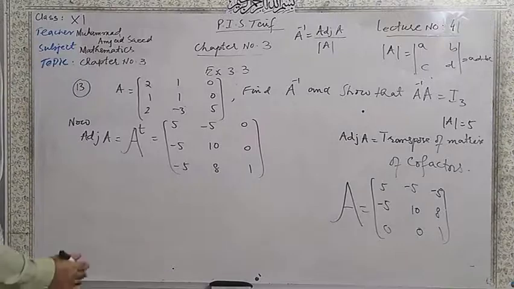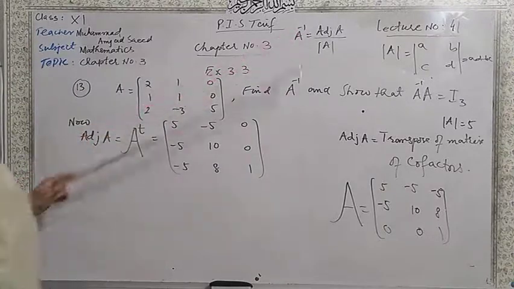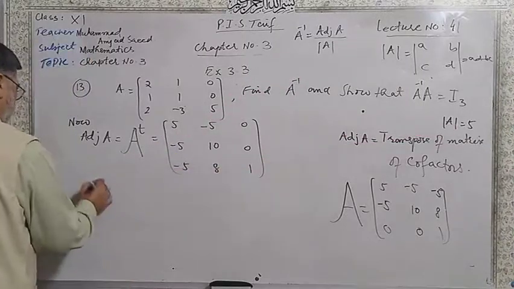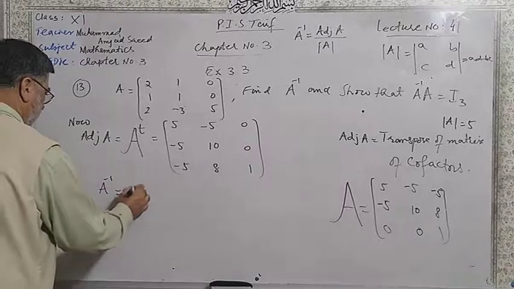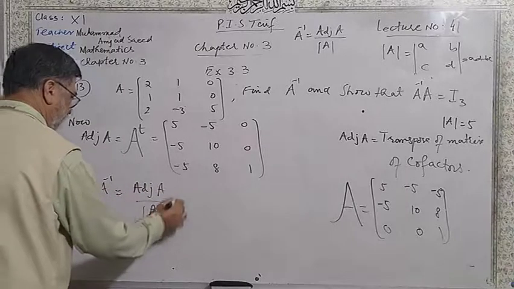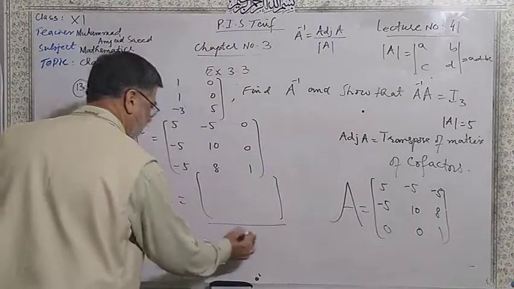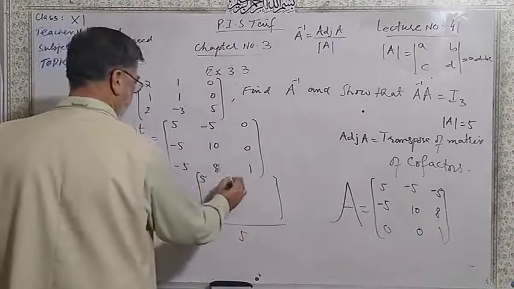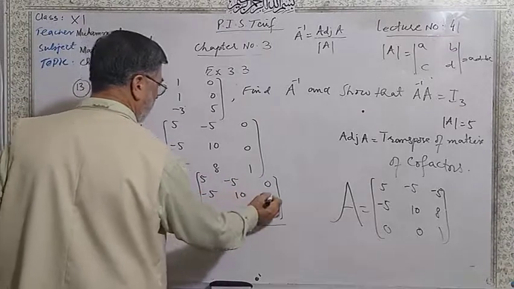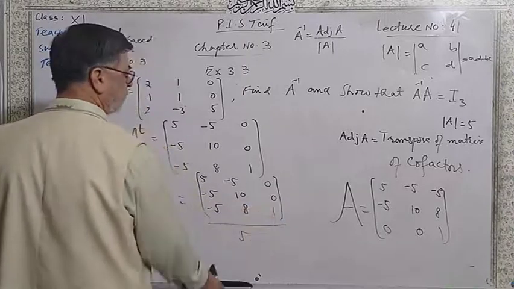Dear students, now apply this formula. We have found that A determinant is 5 already. Now, A inverse is equal to adjoint A over A determinant. That will be equal to, this is over 5: 5, minus 5, 0. Minus 5, 10 and 0. Minus 5, 8 and 1.